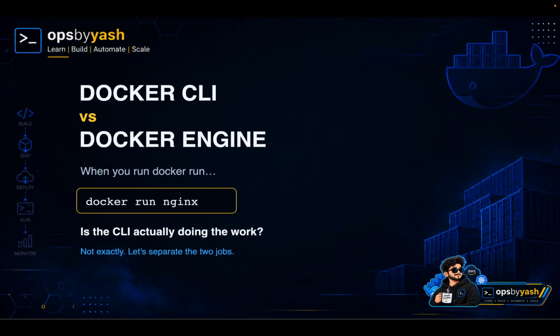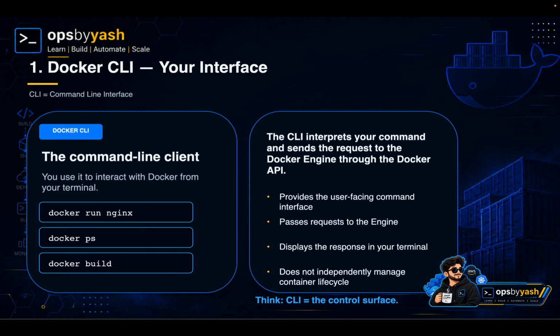Today we will be covering Docker CLI versus Docker Engine. You have probably typed commands like docker run nginx, docker ps, docker stop, but here is a simple question. When you run these commands, is the Docker CLI actually doing the work? Not exactly. The CLI and the Docker engine have different jobs, and understanding that difference will make Docker much easier to troubleshoot. Let's start with Docker CLI.